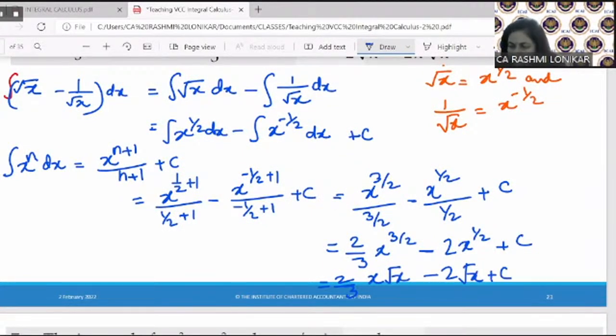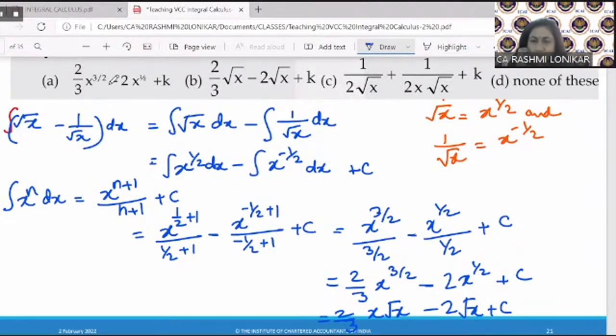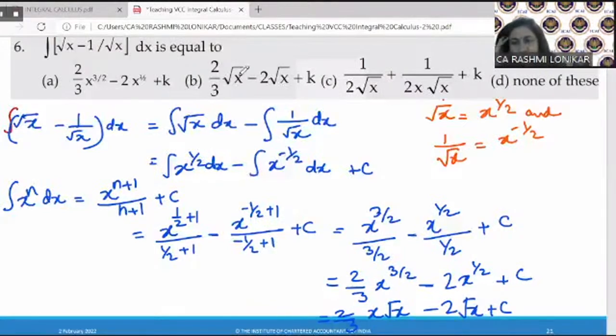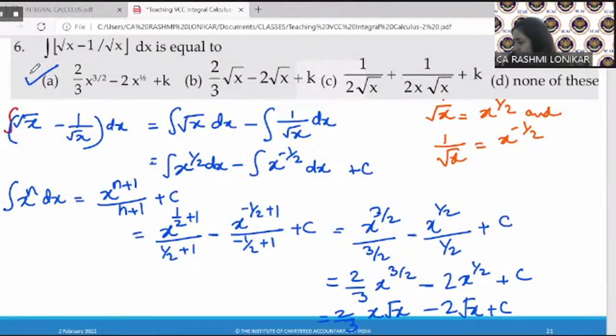Let us see whether we have any of these options. They are very good. In the first option they have given in terms of 3 by 2, in the second option they have given in terms of root. So you must know that the answer can come in any form. Now let us see. 2 by 3 x raised to 3 by 2 minus 2 x raised to half plus k. So A is your correct answer. For this question, A is the correct answer.